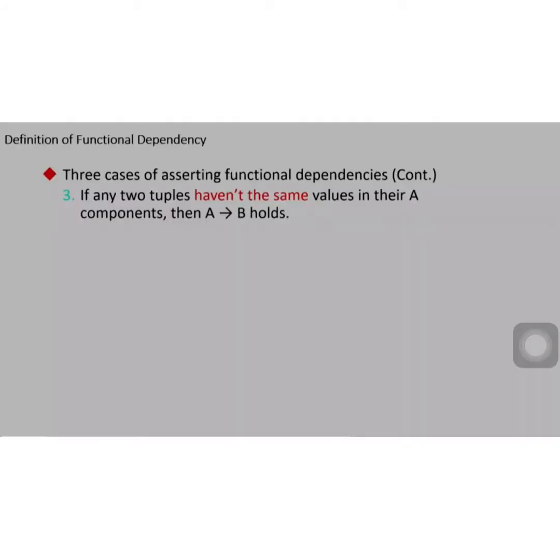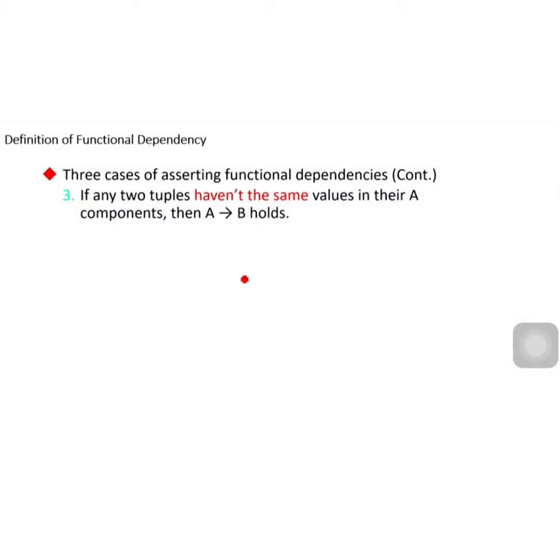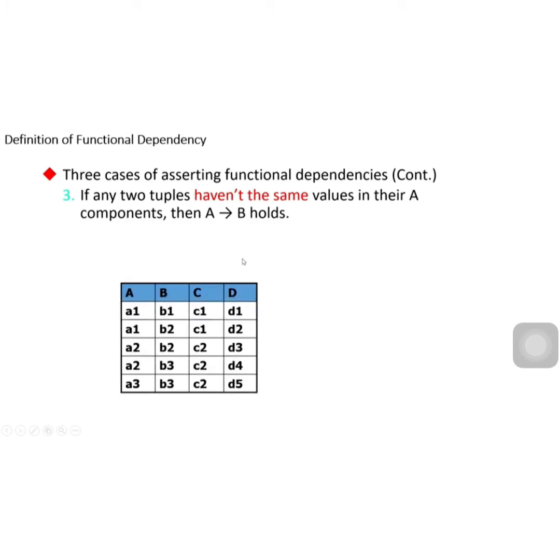And there is another case of asserting functional dependencies: if no two tuples have the same value in their A component, then A functionally determines anything holds. Let's look at the components on D. We cannot find any two tuples with the same value on D: D1, D2, D3, D4, D5. We can't find any two tuples with the same value on D.